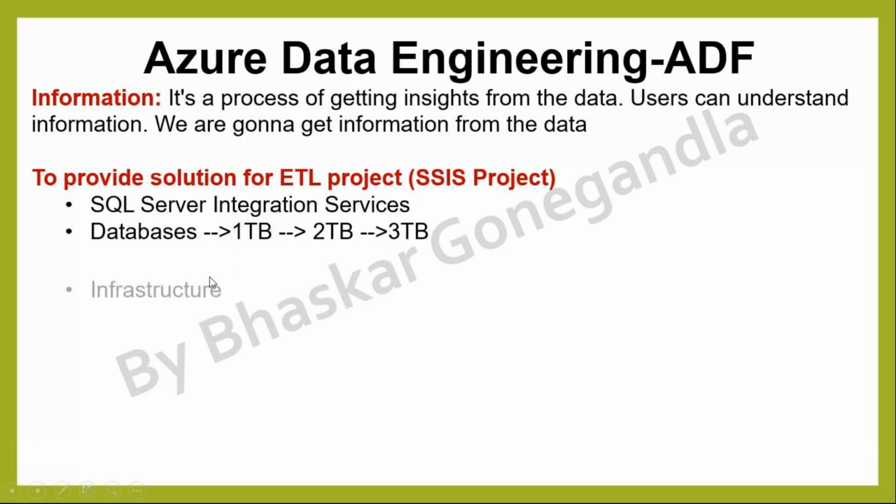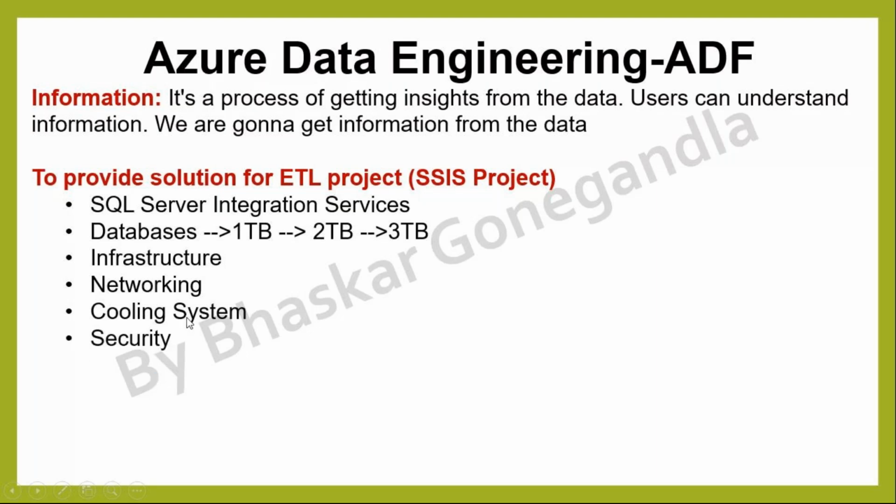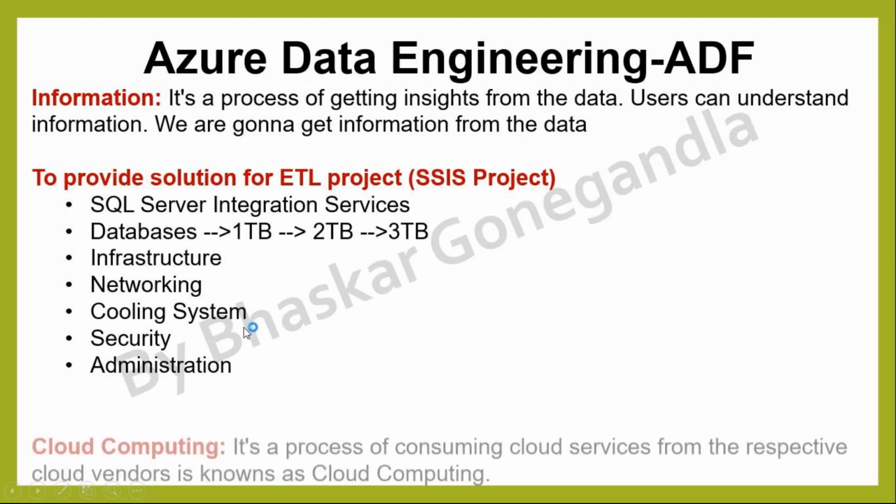And infrastructure is required. So systems are required, operating systems are required. Networking is required. We have to provide the network for all the systems to work, and a cooling system is required. So this is completely on premise. We need to provide security. We require physical security as well as cyber security. So that means everything we need to take care of, including running, maintenance, and administration activities.